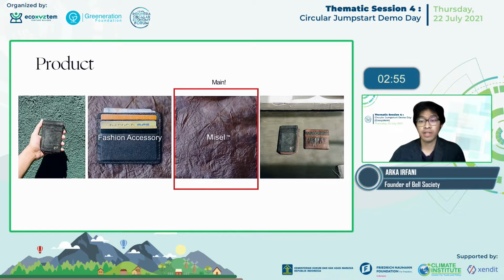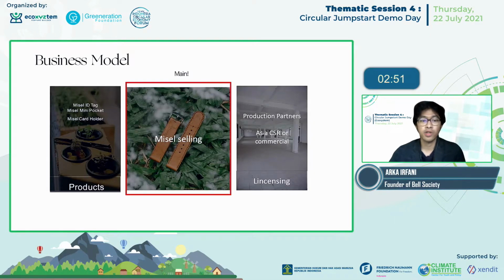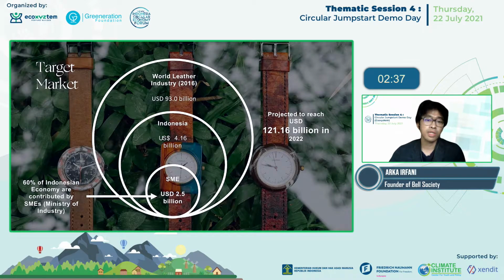Our main product is Mycelle right now, but we also sell fashion accessories. We generate revenue by selling the products to customers and also partnering with brands to make sustainable products for them. We also partner with people who want to create a place to convert their waste into sheets of leather.